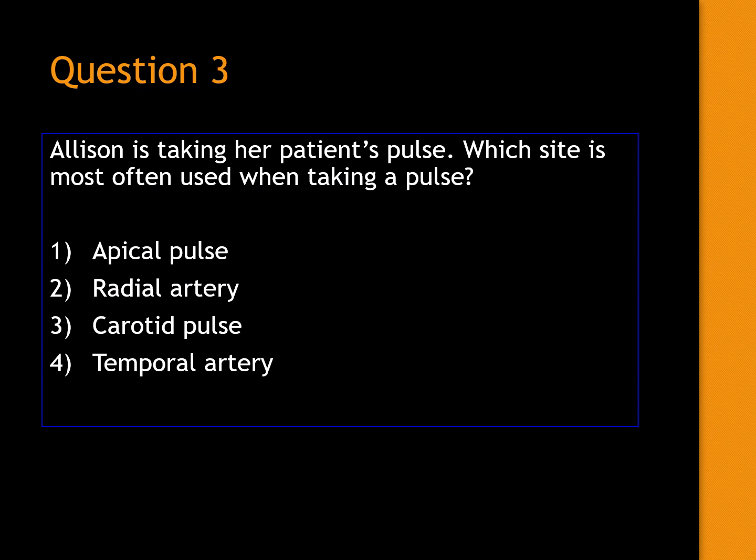Okay, a question. Allison is taking her patient's pulse. Which site is most often used when taking a pulse? I said this like 3 times, so hopefully y'all know this one. Radial artery, right? The radial, that's on the wrist.